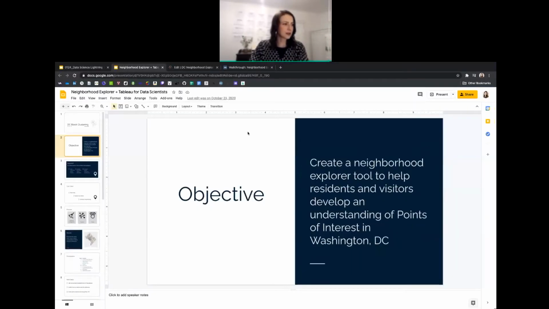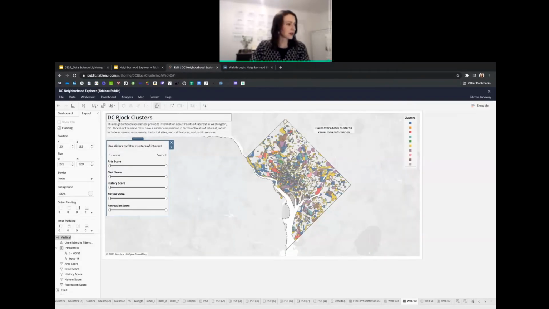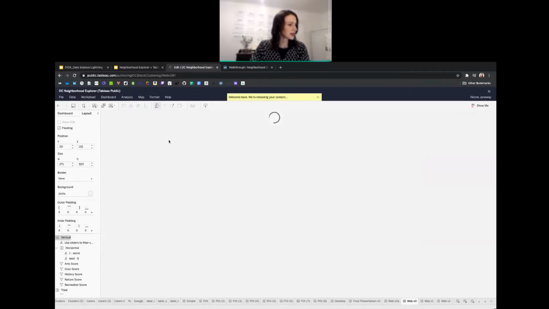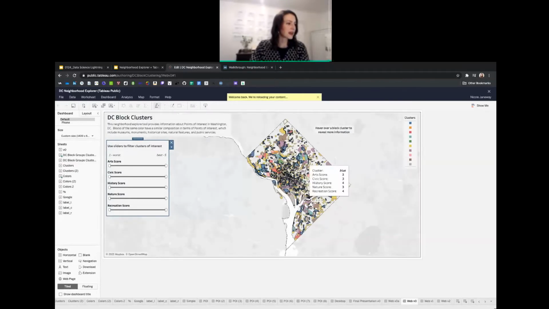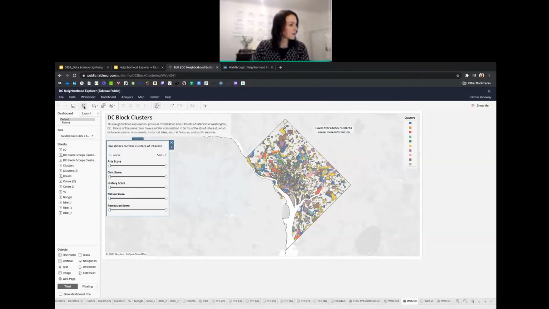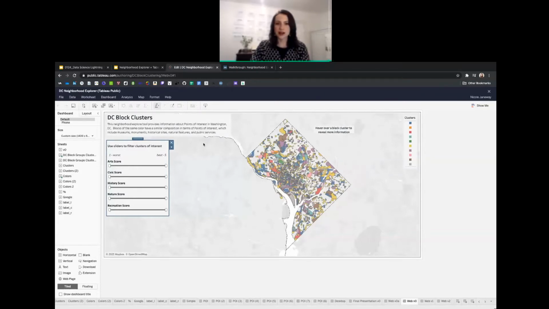So before I jump too much into how I made the project, I would like to start off by showing you what it looks like here. So let's get it loaded, hang on. Okay, well, this is the Tableau dashboard that I put together as the final result.